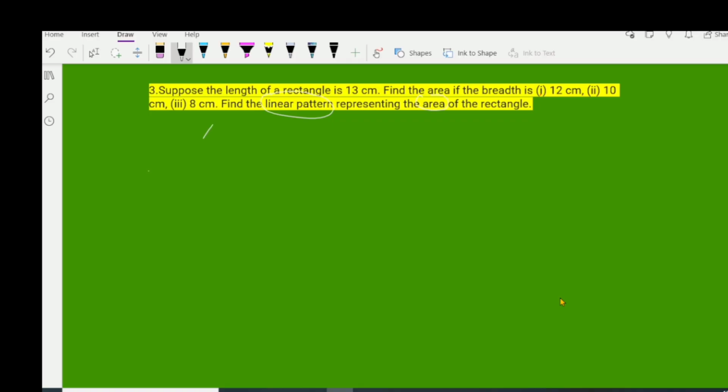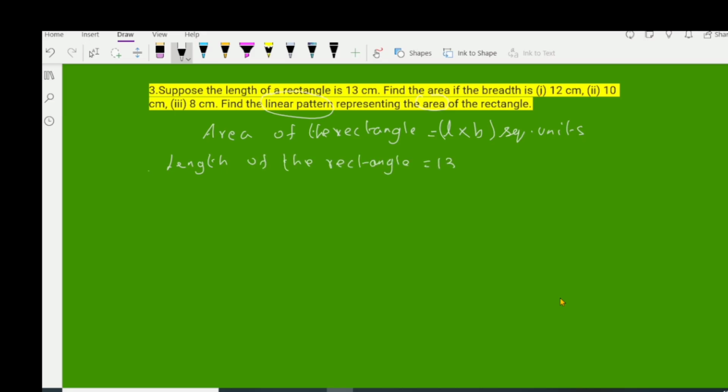So you know the formula of area of rectangle. Area of the rectangle is nothing but length into breadth square units. So what is given? Length is fixed. The length of the rectangle is 13 centimeter. It is fixed. Now the breadth differs. First, the breadth is given as 12 centimeter. Suppose the breadth is 12 centimeter. What is the area?